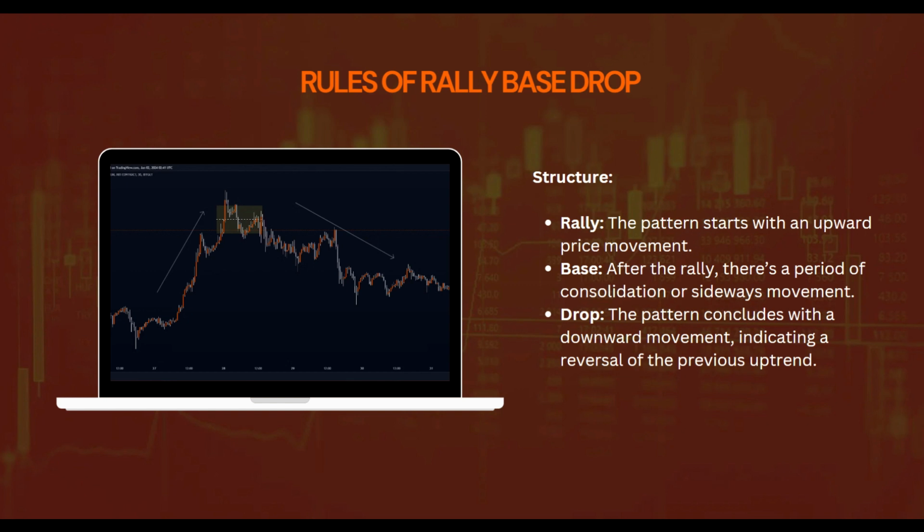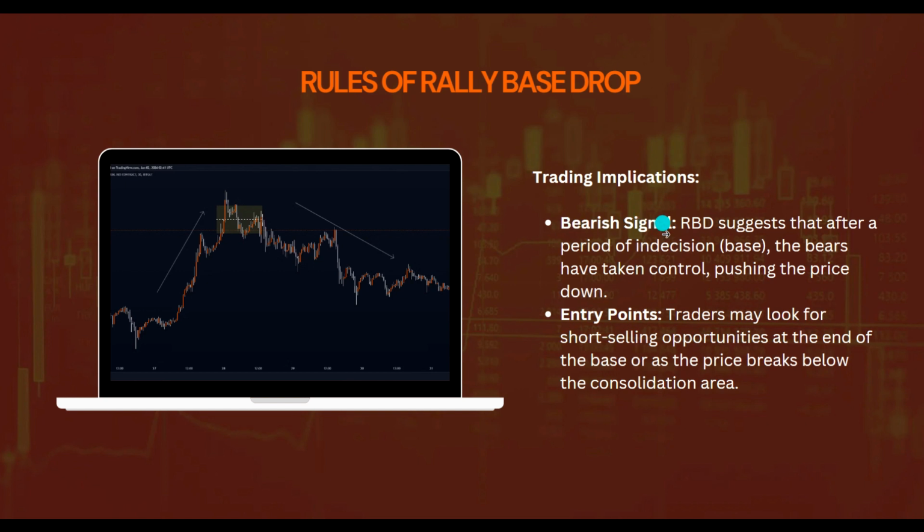Okay, so the rules of rally base drop. The structure. Rally: the pattern starts with an upward price movement, as you can clearly see on the chart. Base: it then stalls and starts to go into a little range. I know that it's not covered at all, but I don't usually do that. I just usually take the area box, and when it moves from the box, I'm looking for a trade off a fair value gap down in the market. But this is where it starts to move sideways. Okay, it's not going up anymore, it's going sideways. Then you have the drop: the pattern concludes with a downward movement, which indicates a reversal of the previous uptrend.